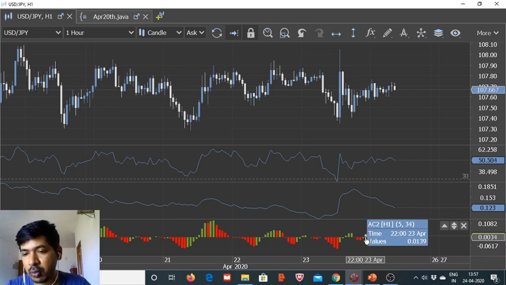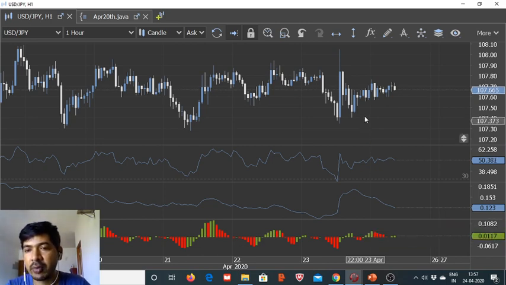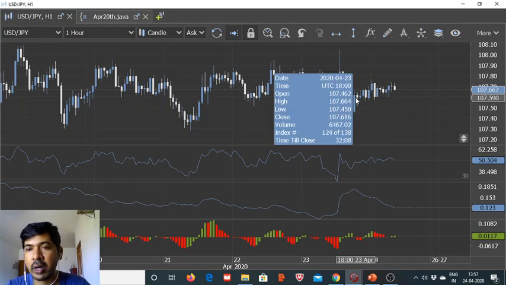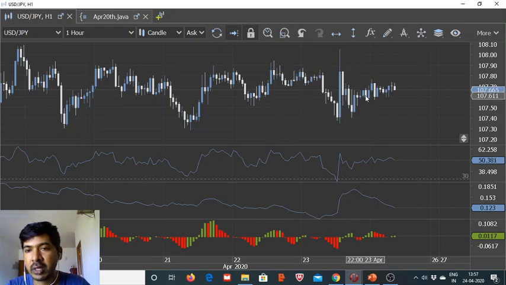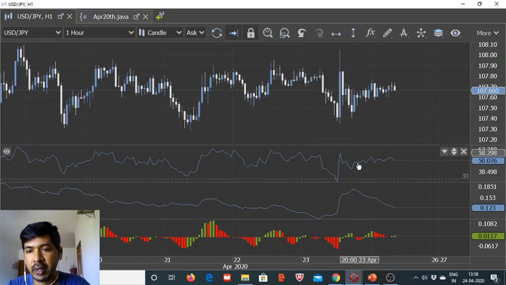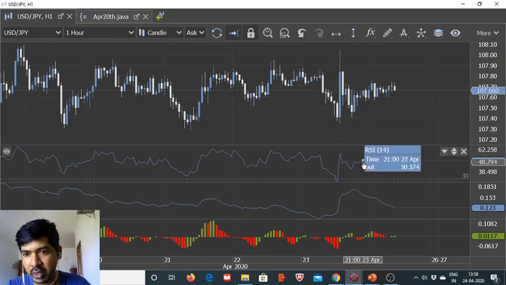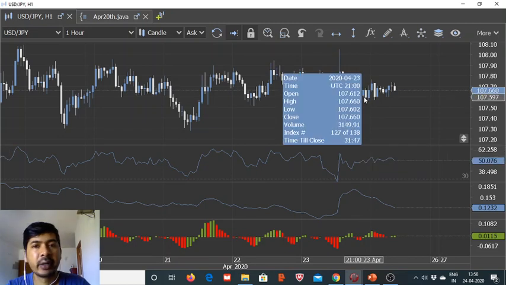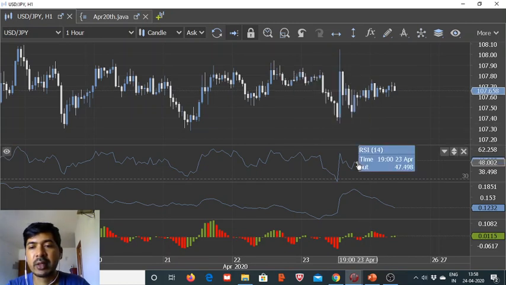happens at around 22 GMT, and now if we go here 22 GMT, then this is the moment when the candle closes around 107.6, and coming to the RSI on 22 GMT, the RSI is below 50, so no trade will happen at such instance as we have the RSI value which is below 50.